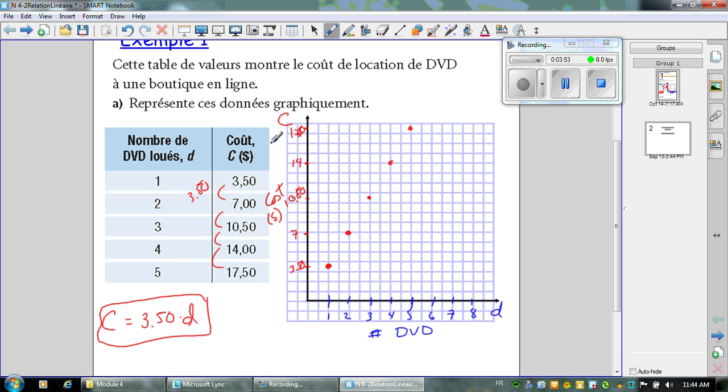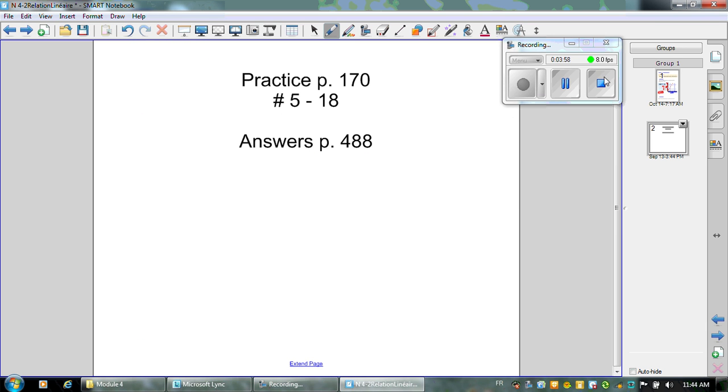That's how you graph a linear relation. Here's your practice. Make sure you check your work behind the book.